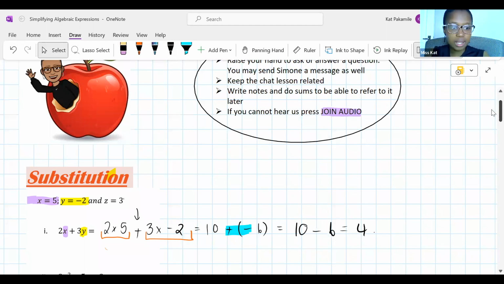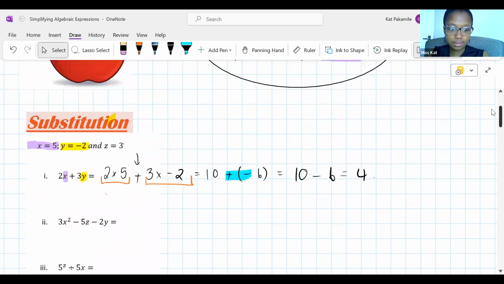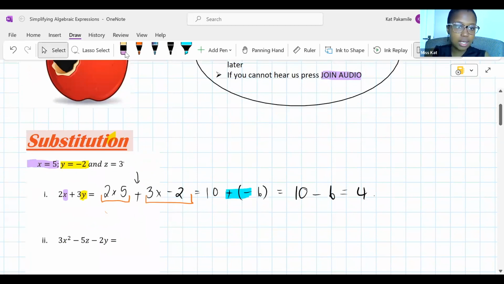Now, let us do the second one. So I'm going to erase these colors, otherwise they're going to confuse everyone.